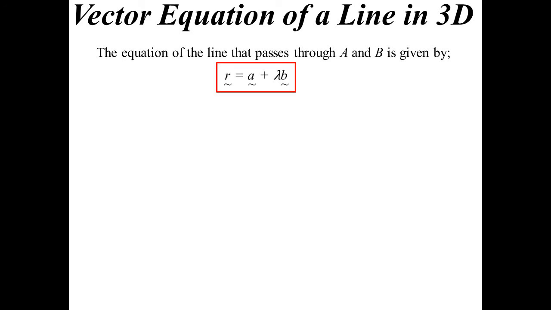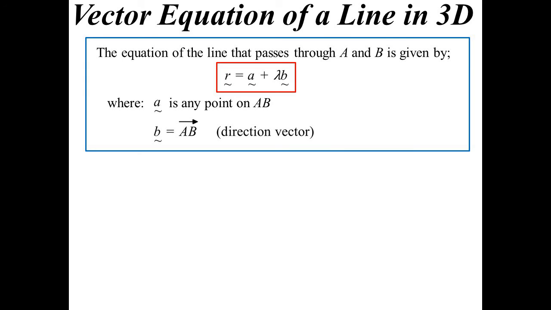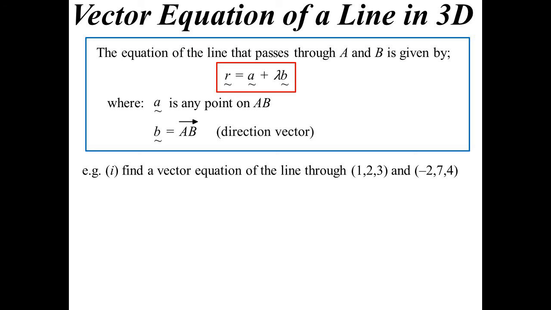The line will be some vector that we know plus a multiple of the direction vector. That will always be true. So A is any point, B is our direction vector. Okay, so how will I find this one? There it is. Any point I like on the line, 1, 2, 3.